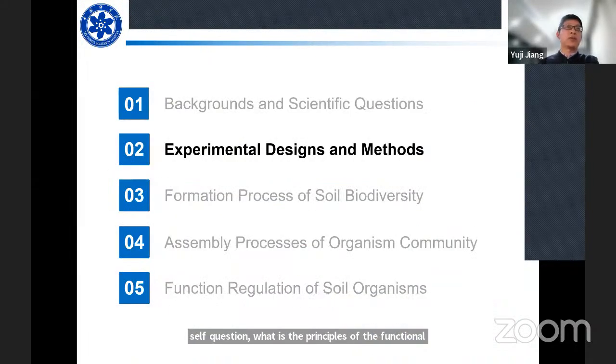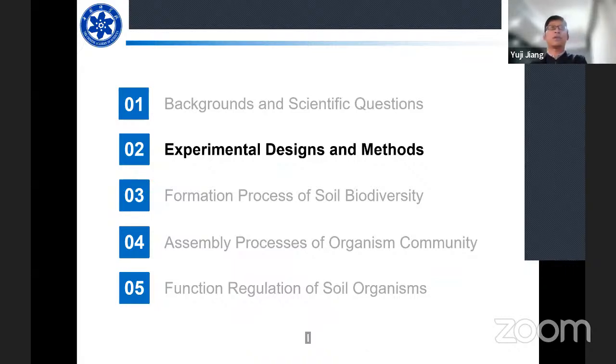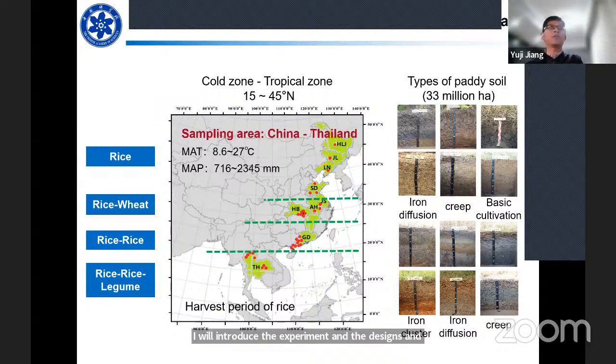I will introduce the experimental design and methods in the second part. First, at the continental scale, we sampled paddy soils from rice fields across East Asia, which include 4 types of crop rotations.